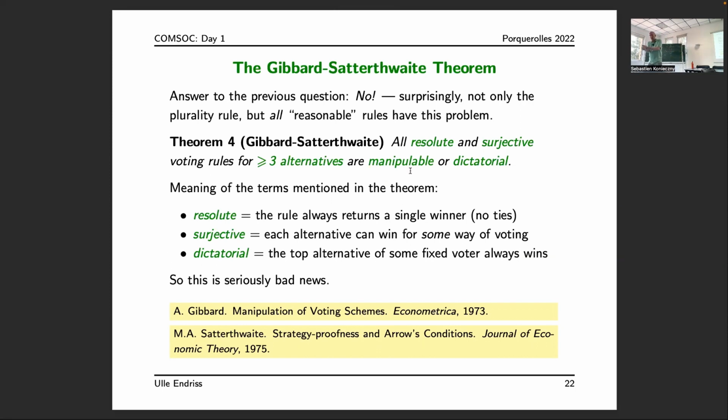I want a resolute rule. I want a subjective rule. What this means is every alternative wins in at least one profile. So for example, if everybody wants A, A should win. That would be crazy if that were not the case. So these are very basic things.